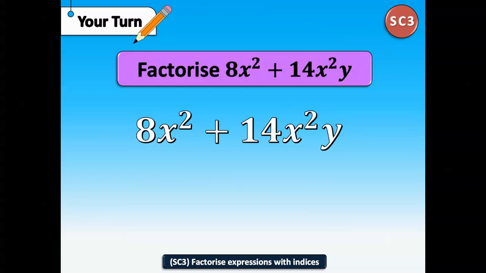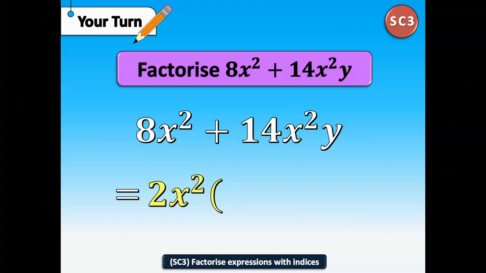Here's a question for you to have a go at. Pause the video, and when you're ready to see what you should have done, press play. So let's think about what will go into both of these terms. Well, 2 will go into both, 8 and 14, and they've also both got an x squared in. I can take 2x squared on the outside of the bracket.